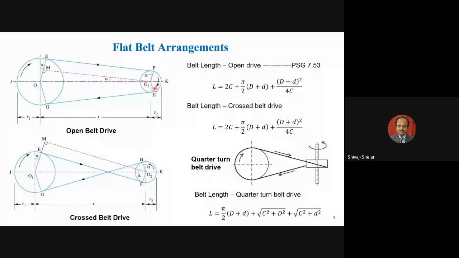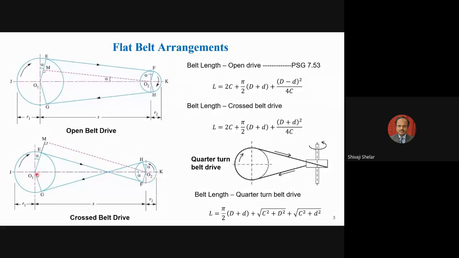So such arrangement is called as open belt drive. You can have in the flat belt arrangement cross belt drive. Cross belt drive means what? You will have bigger pulley diameter say capital D, smaller pulley diameter small d, and center distance say capital C here. So in this case, your belt will be wrapped around bigger pulley and smaller pulley.